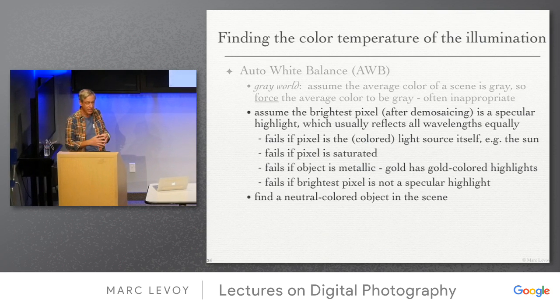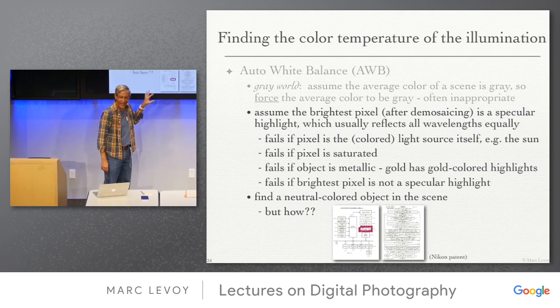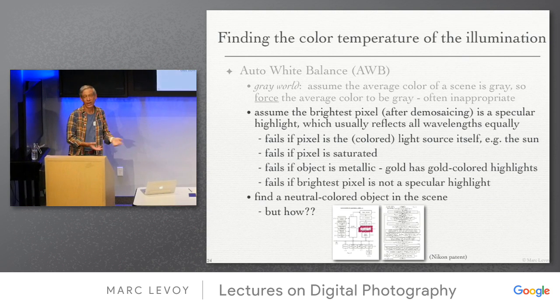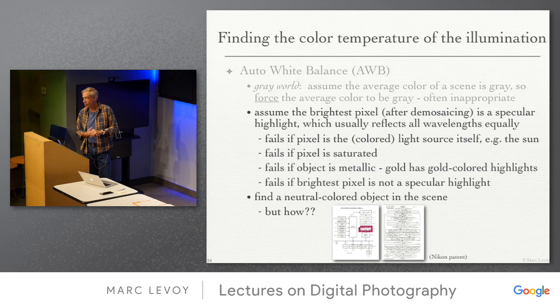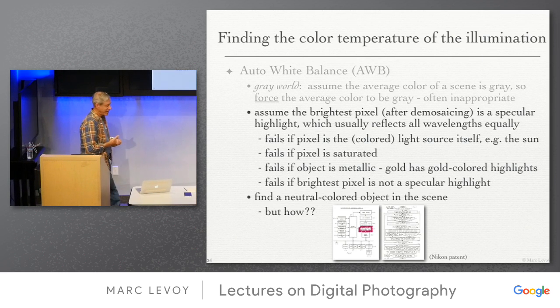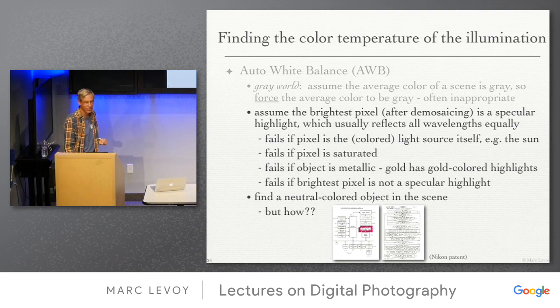So another algorithm might be to find a neutral colored object in the scene, which is kind of where we started this. So how do you find a neutral colored object in the scene? Well, you go to the patent literature and you look for Nikon's patents on it, and this is hard. And so this is exactly why learning seems to be a good approach for this. Lots of training data. Or take a known neutral colored object and put it in the scene, like a Macbeth color checker chart, and actually take a second shot of your scene if you can with that in it. Yeah, there are lots of ways of doing that.